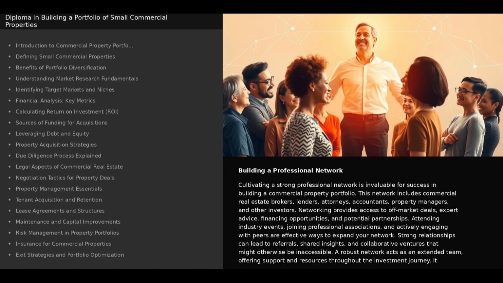It accelerates learning and helps overcome challenges. This collaborative approach is a powerful asset for any investor. It opens doors to new opportunities and knowledge.